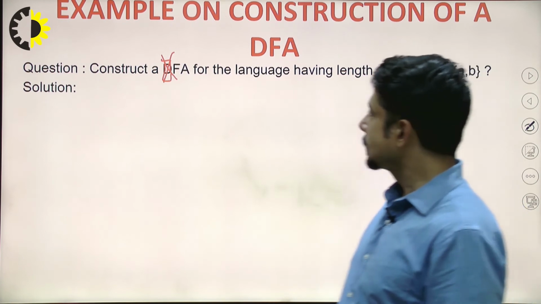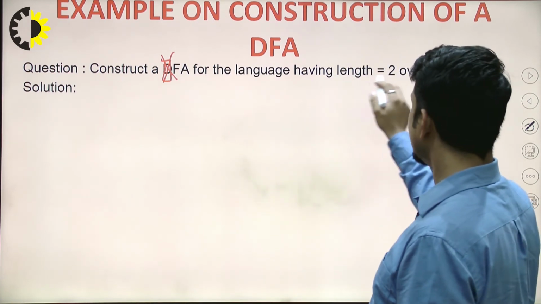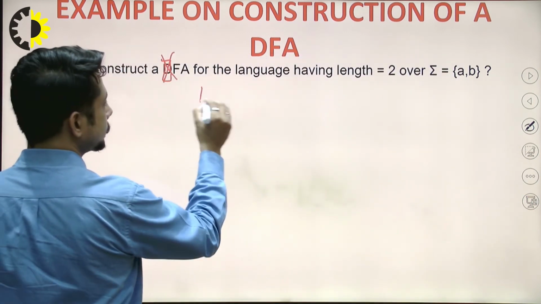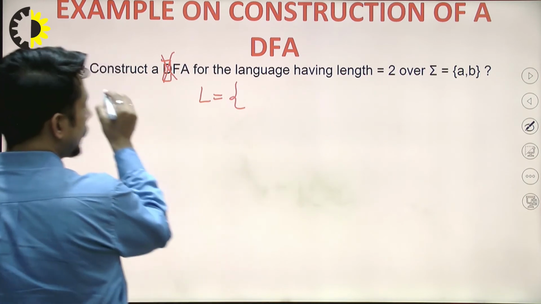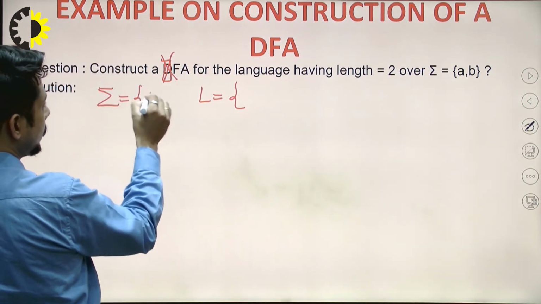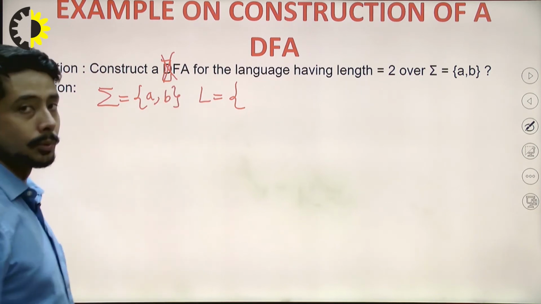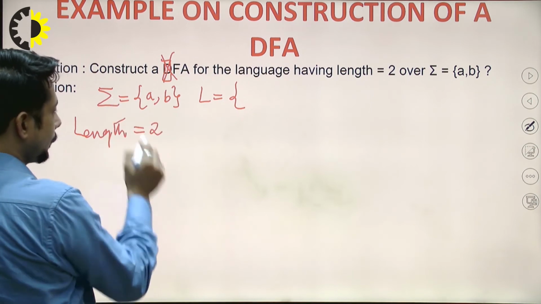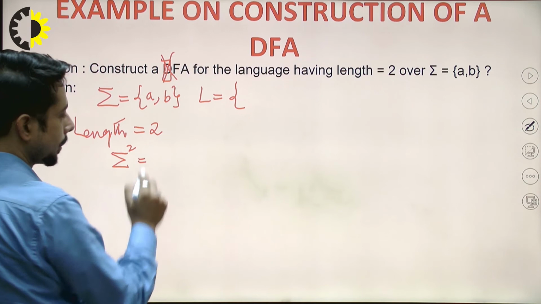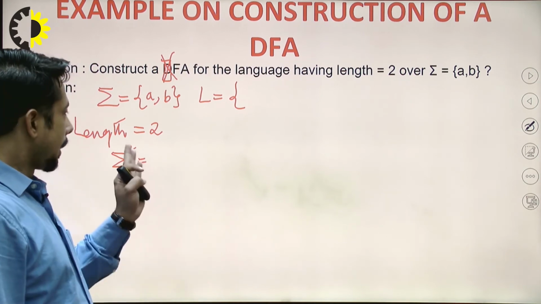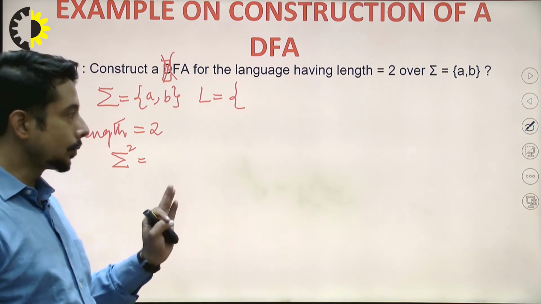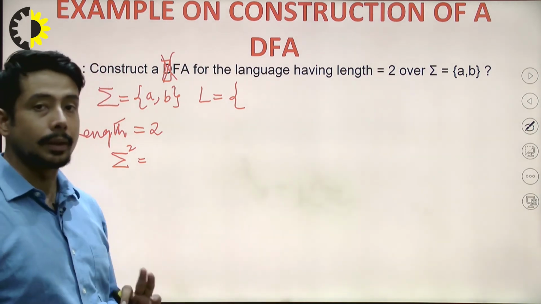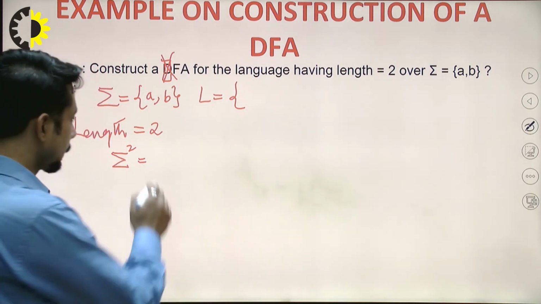Correct? So what we need to find out is a language having length equal to 2 over A, B. That means I need to construct a language where the alphabet is given as A comma B, and length equals 2. Length equals 2 means we need to find alphabet to the power 2. I have told you how to calculate the power of strings. Power of strings is nothing but power of the alphabet. So sigma to the power 2 means what?